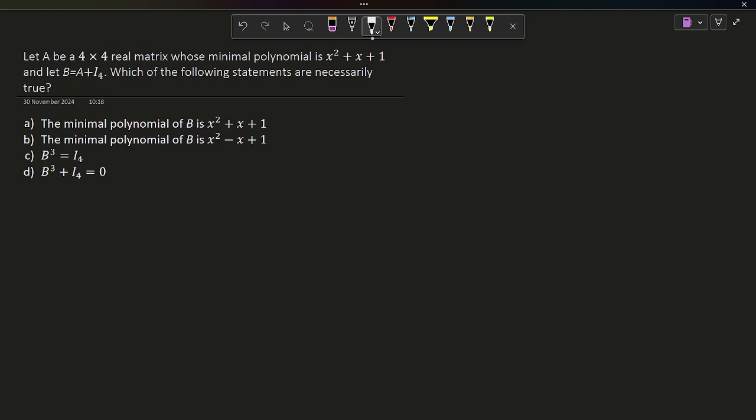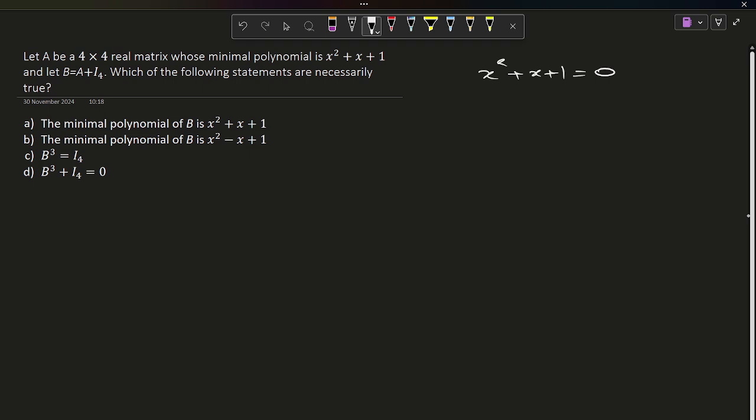So this question is about linear algebra. Let A be a 4 cross 4 real matrix whose minimal polynomial is x square plus x plus 1. So the eigenvalues of A will be the roots of x square plus x plus 1 equals to 0.